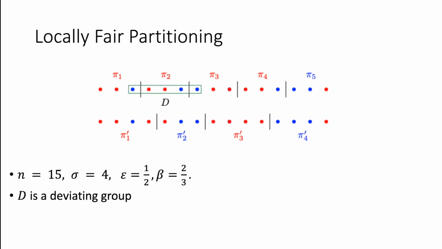On the other hand, if you look at the bottom partition, then it does not have any deviating group. So the first partition, pi1 prime, gets a color of red, pi2 prime gets a color of blue, pi3 prime gets a color of red, and pi4 prime gets a color of blue. So regardless of how you form a region D, the majority points in that region will be happy, so that region won't deviate.